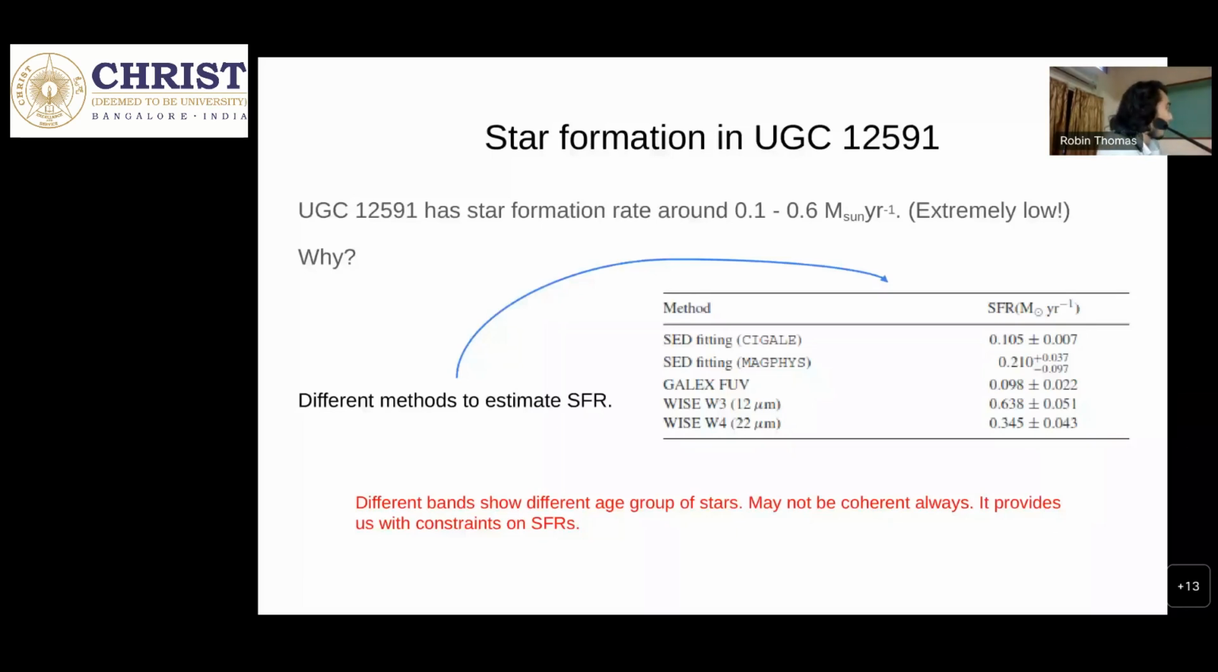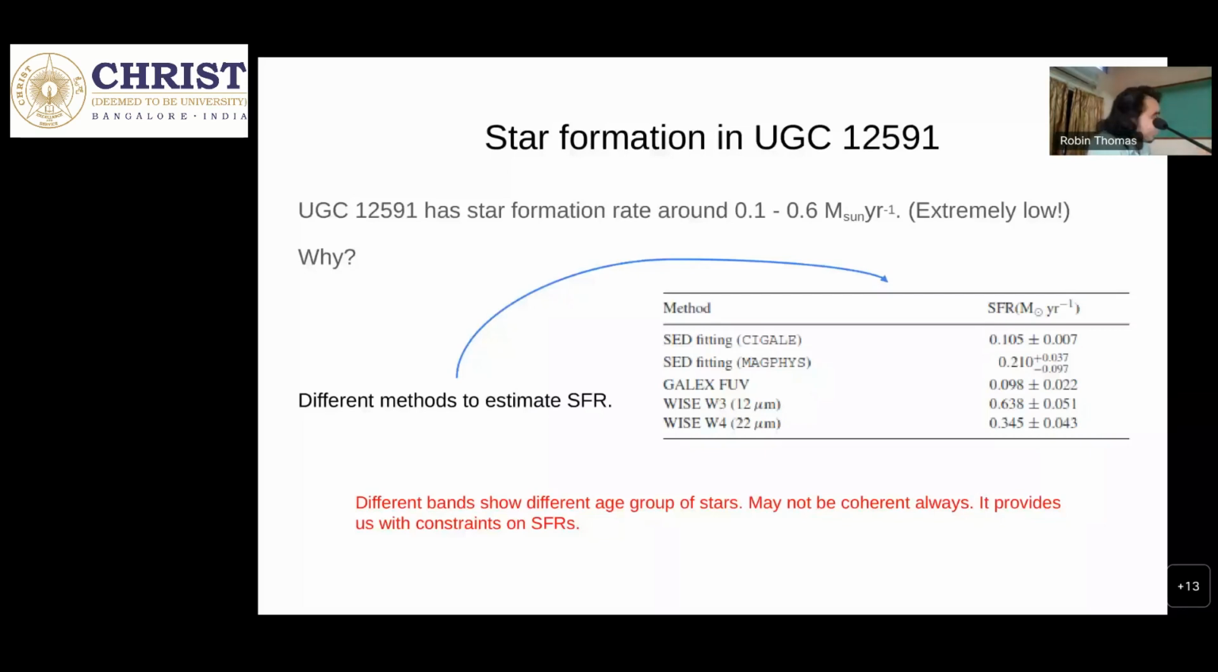We'll come to that later. Different bands show different age groups of stars, may not be coherent always, but it more or less provides us with some constraint on star formation. So what kind of processes have triggered this kind of low star formation is very important. It's a GALEX view. I think it's NUV, which shows star formation from around 200 million years of age. And you can see absolutely nothing is there, most probably very faint. No significant young stellar population is there.